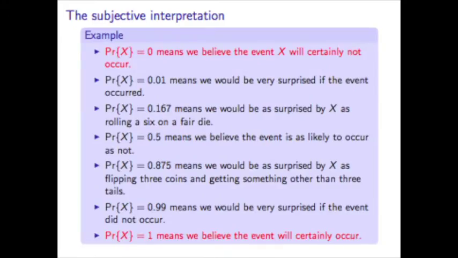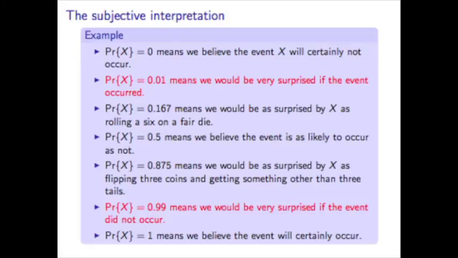So when I say that the probability of x occurring is equal to 0, it means that I am certain that x will not occur. And if I say that the probability of x is 1, that means that I am certain that x will occur. If I had a very low but non-zero probability, such as 0.01, that means I would be extremely surprised if the event x occurred.